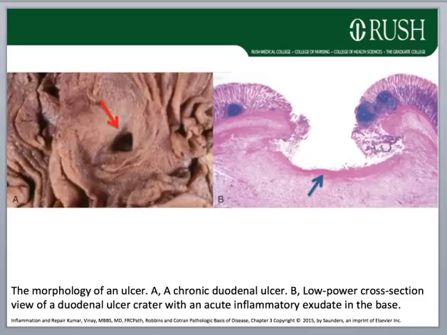This image is from the first part of the small bowel called the duodenum and is a chronic duodenal ulcer. To the right is a microscopic image of a duodenal ulcer crater which has an acute inflammatory exudate at the base indicated by the blue arrow.